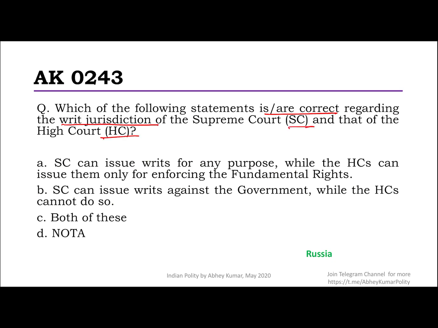of the Supreme Court and that of the High Court? So let's see. Supreme Court can issue writs for any purpose, while the High Courts can issue them only for enforcing the fundamental rights. Now, this is not correct. I'm sure your basic understanding of Article 32 as well as Article 226 will tell you that High Courts actually have a wider power than the Supreme Court. So the High Courts definitely can issue writs beyond fundamental rights.